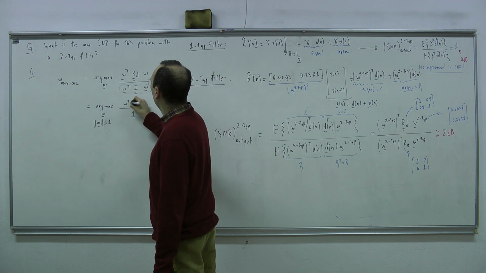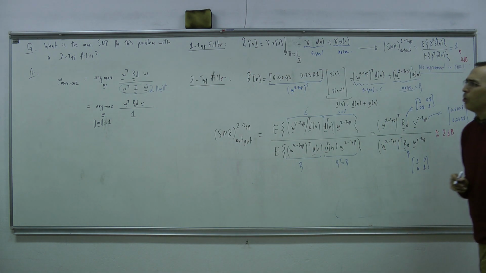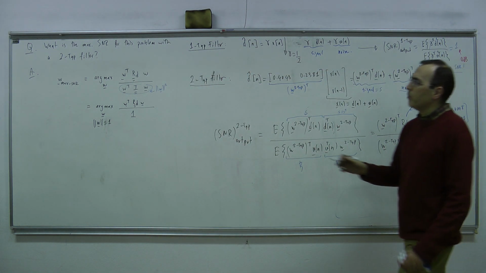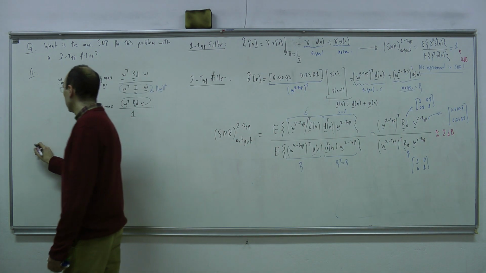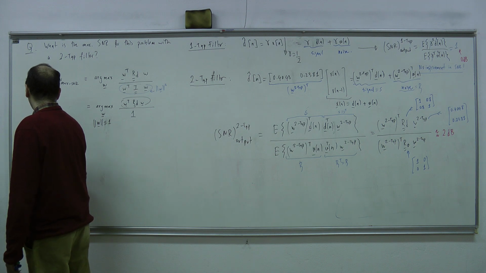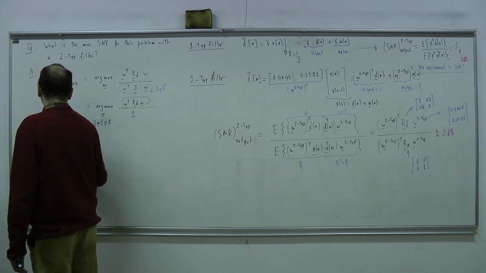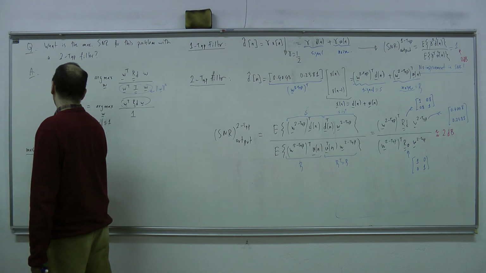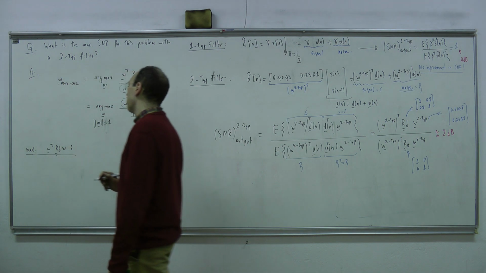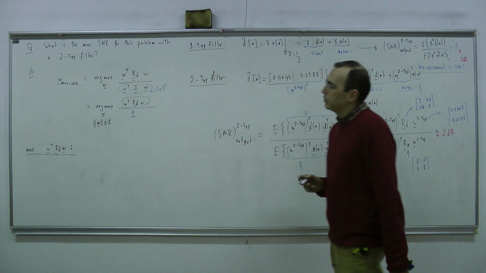Then this is W transpose RD W. So how can I maximize this? Maximizing W transpose RD W. Let's think about this a little bit. What can I do about this one?